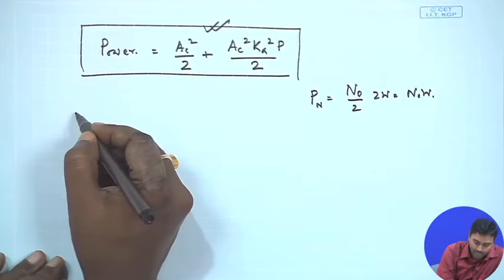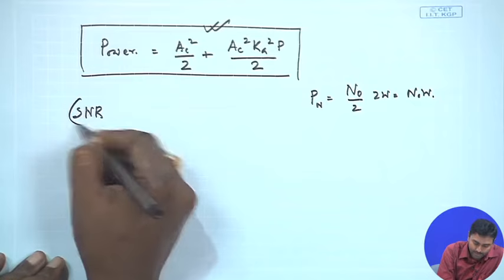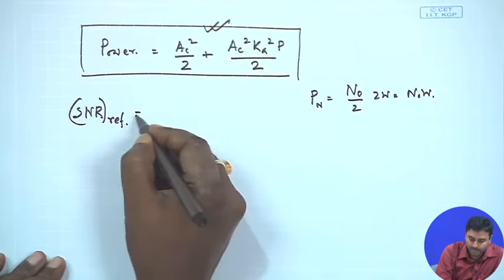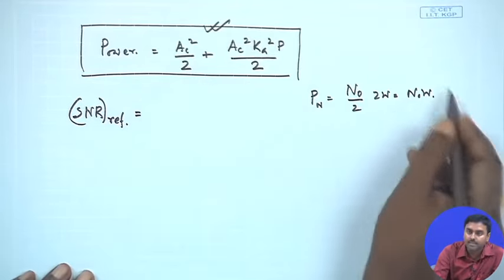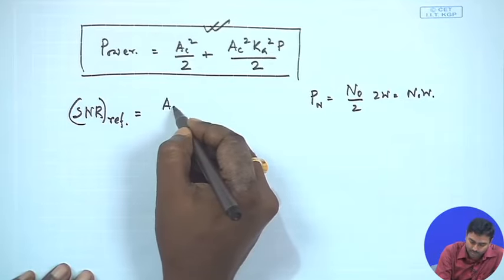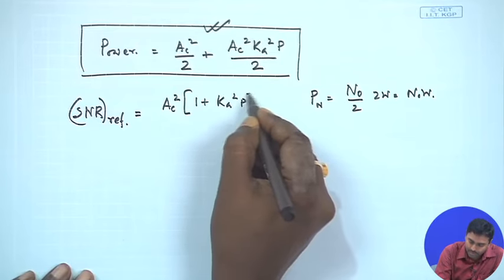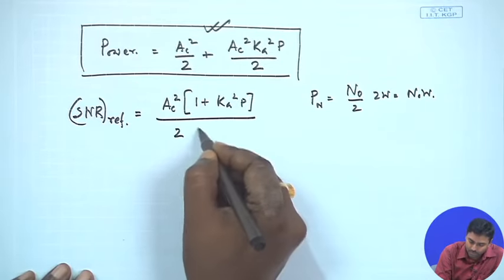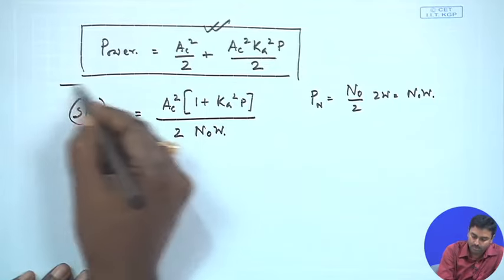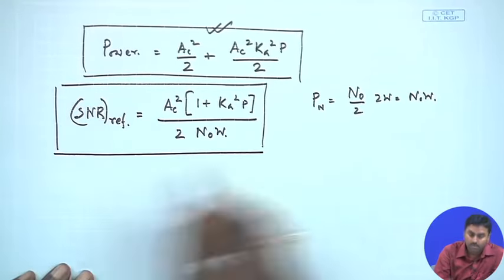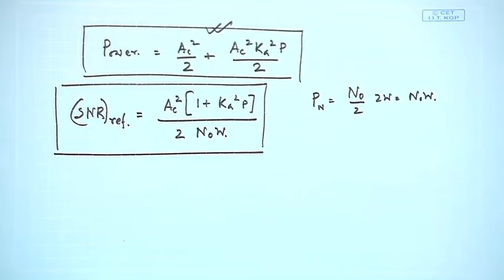So, therefore, our reference SNR must be this divided by this. So, it must be Ac square, that gets common, (1 plus Ka square P) divided by 2 N0 W, right. So, that is the reference SNR that we get. Now, we have to do the envelope detection. Okay. So, we will again employ the same thing.